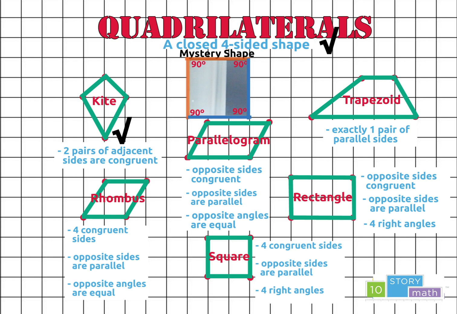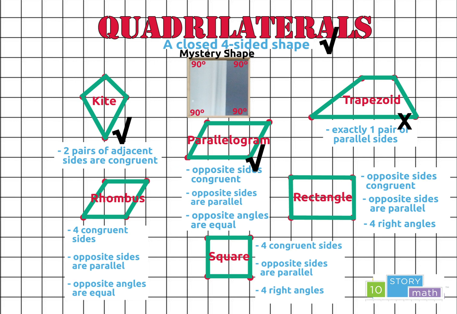Our mystery shape has opposite sides that are congruent and parallel, and its opposite angles are equal, so it's also a parallelogram. Let's take a look at the properties for a trapezoid. For a shape to be a trapezoid, it needs exactly 1 pair of parallel sides. Our mystery shape has 2 pairs of parallel sides. It is not a trapezoid.